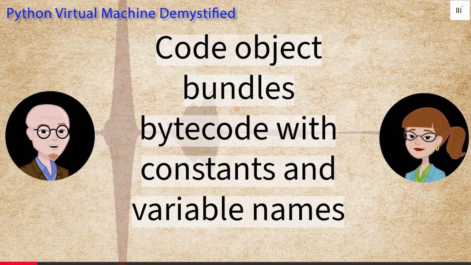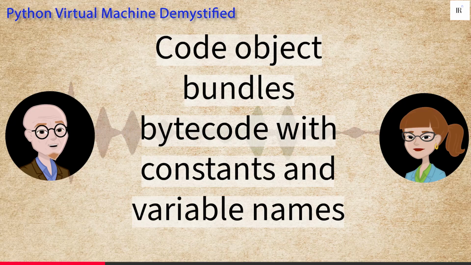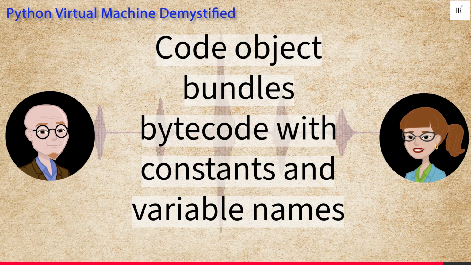Still for the PVM. Correct. And these opcodes often have arguments, like which constant to load or which variable name to look up. All of this bytecode, plus other info like the constants table and variable names, gets bundled up into what's called a PyCode object. Okay, a PyCode object holds the bytecode.